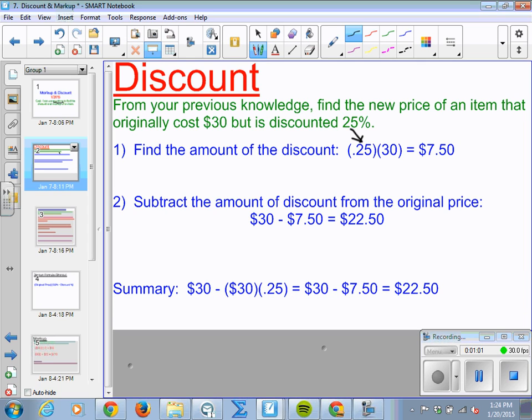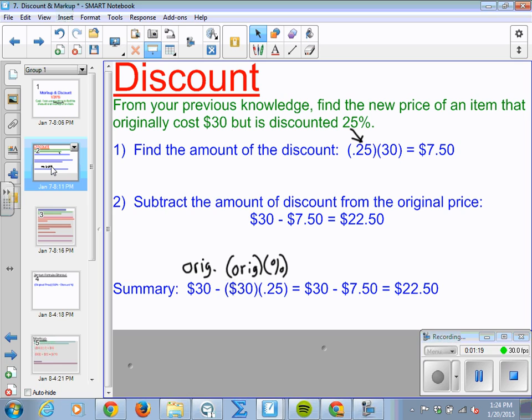So what we did, we took the original price, $30, and we subtracted the original times the percentage. And it gave us this expression, this equation, excuse me.